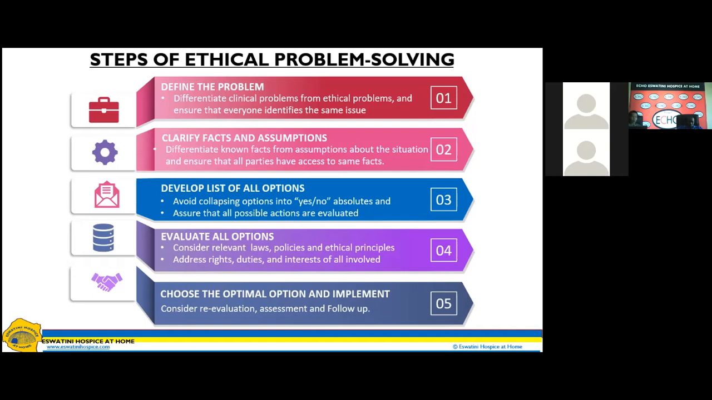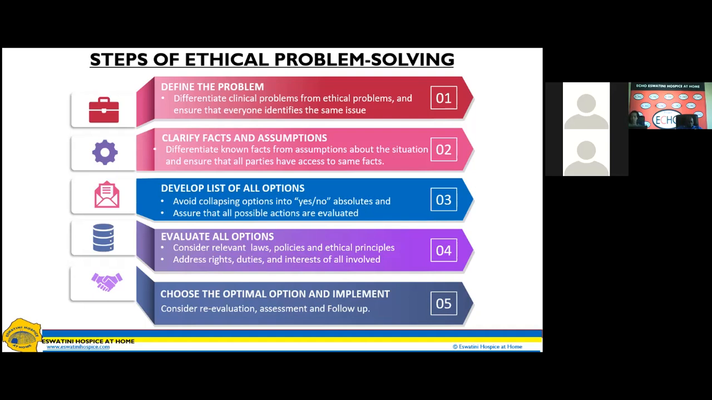Whereby here we have to maybe give more, instead of maybe saying we need to discontinue treatment. What else do we have to do? It's not a yes, it's not a no. If it's a no, what else can we add on the patient's treatment? Just don't leave any option, any intervention hanging. We should assure that all possible actions are evaluated.